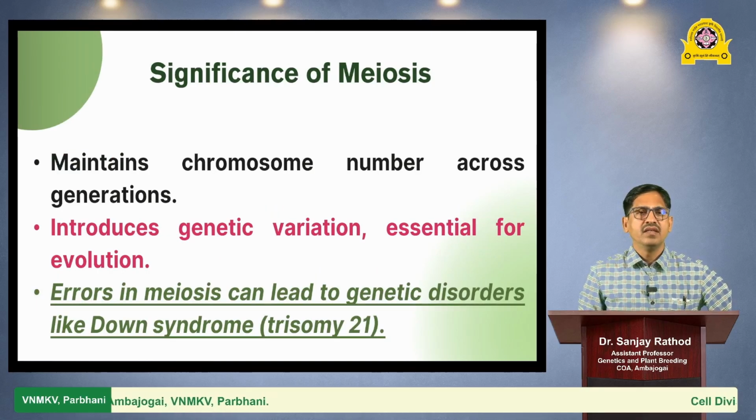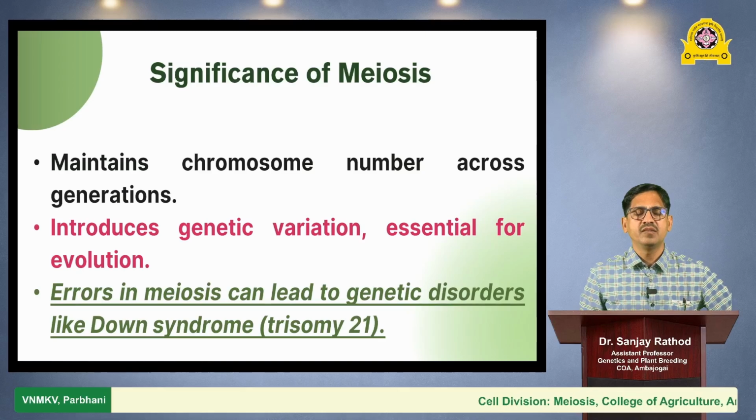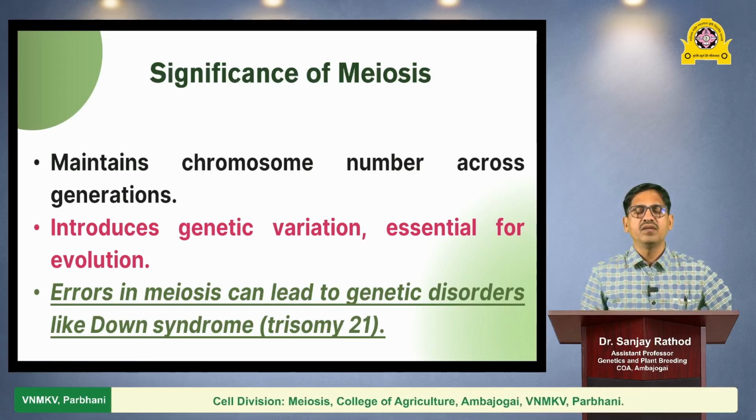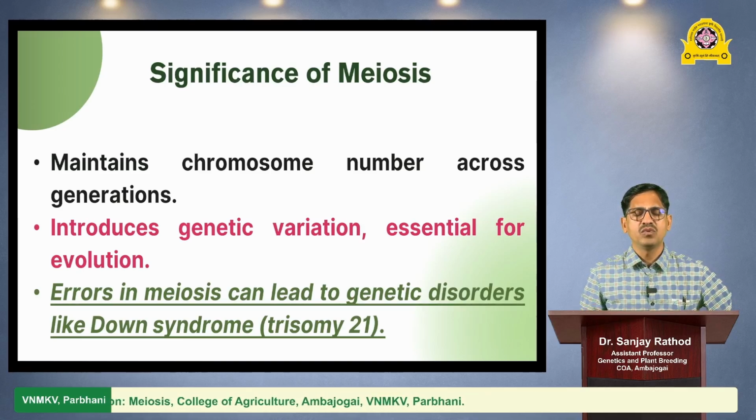What is the significance of meiosis? It maintains the chromosome number across the generations. If meiosis does not take place, the chromosome number may increase from generation to generation. Suppose in human beings 2n equals 46 in one generation; if meiosis is not there, then the chromosome number will get doubled in the next generation.